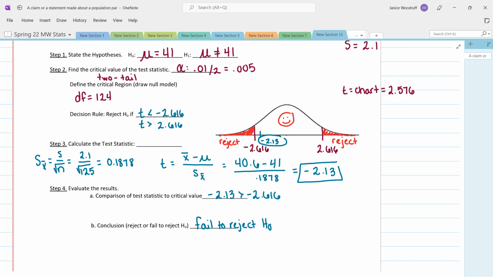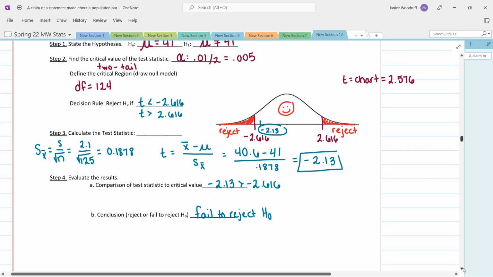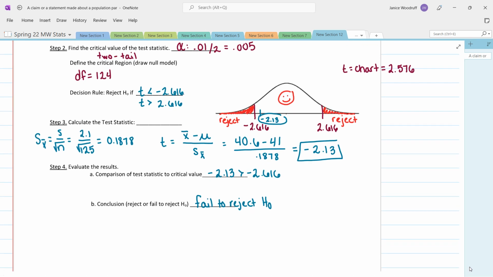What in our calculator? That's for confidence interval, t interval. These ones you have to go through and calculate.